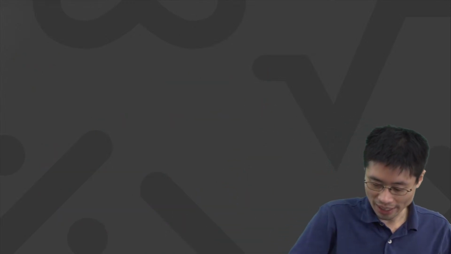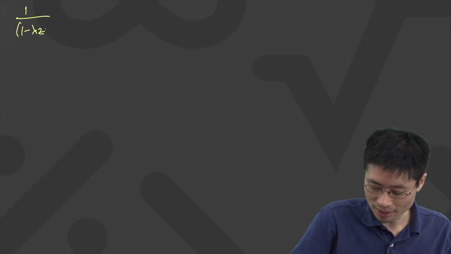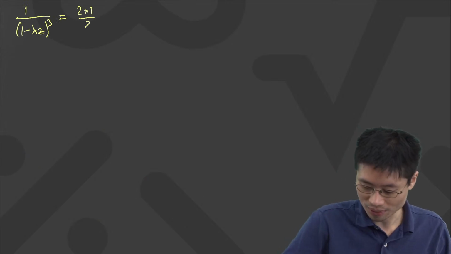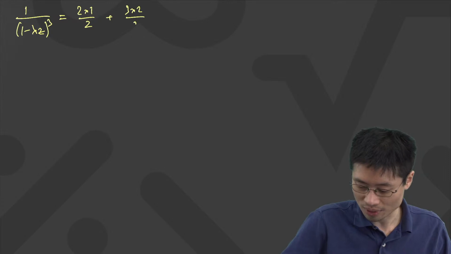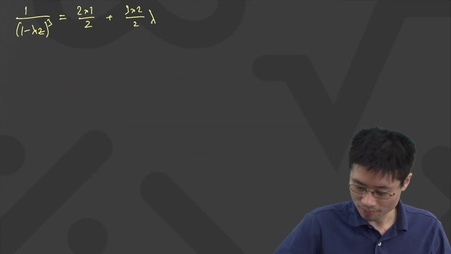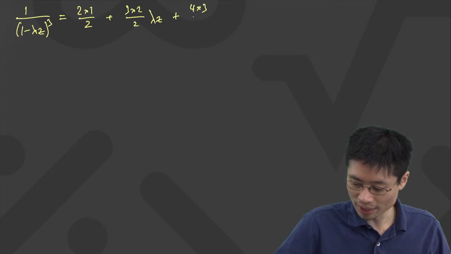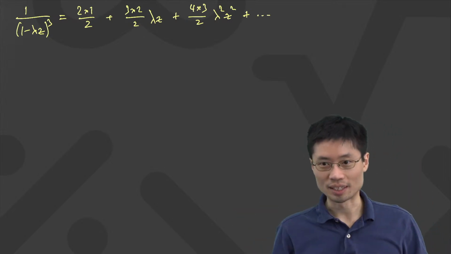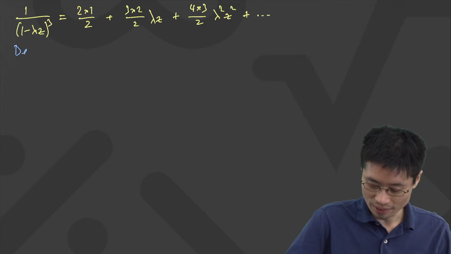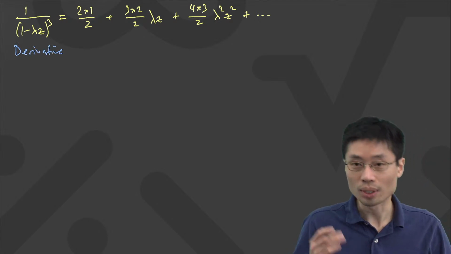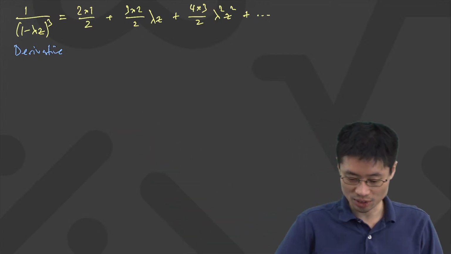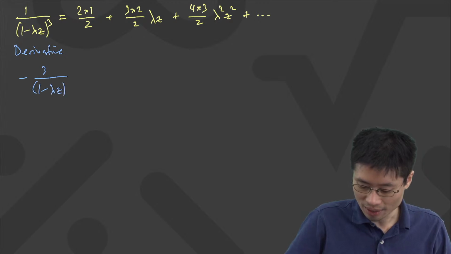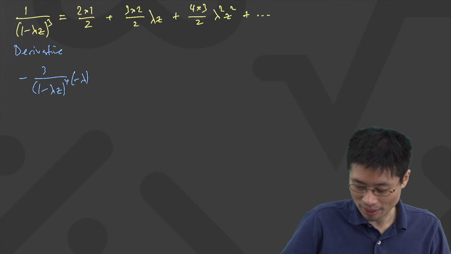Okay, so what we had was 1 over 1 minus lambda z all cubed, and that was equal to 2 over 2, which was actually 2 times 1 over 2, plus 3 times 2 over 2 times lambda z, plus 4 times 3 over 2 lambda squared z squared, plus dot dot dot. Derivative again. I just want to show how this is interesting. What are you going to get? Well, you're going to get a minus 3, because it's a cube, right? So it's minus 3 over 1 minus lambda z to the power 4 times the minus lambda by chain rule.